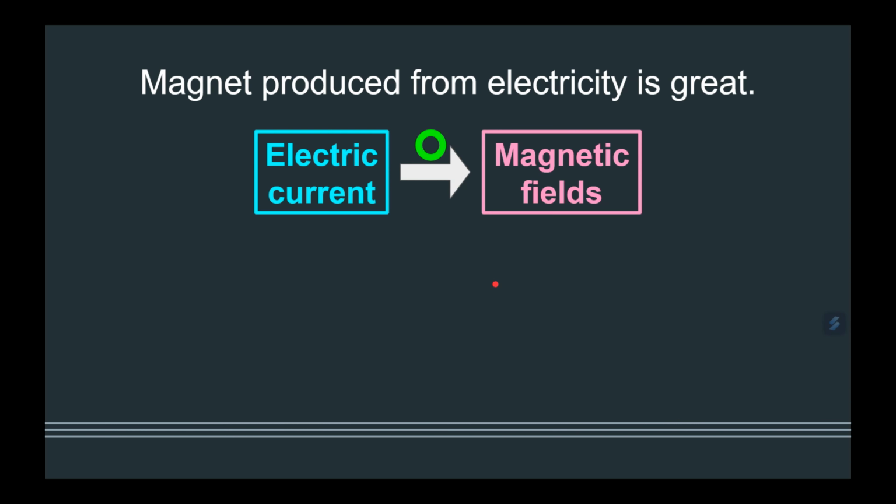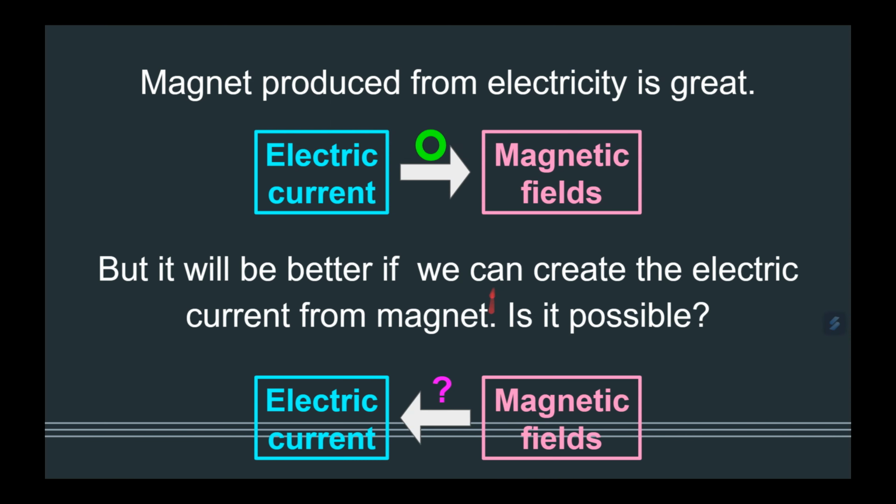Okay, so it is good that a magnet can be produced from electricity, but it will be better if we can create electric current from magnets. Because if we can do that, we can produce electric current, store power, and power up our entire city. So is it possible? I think the answer is yes, definitely.